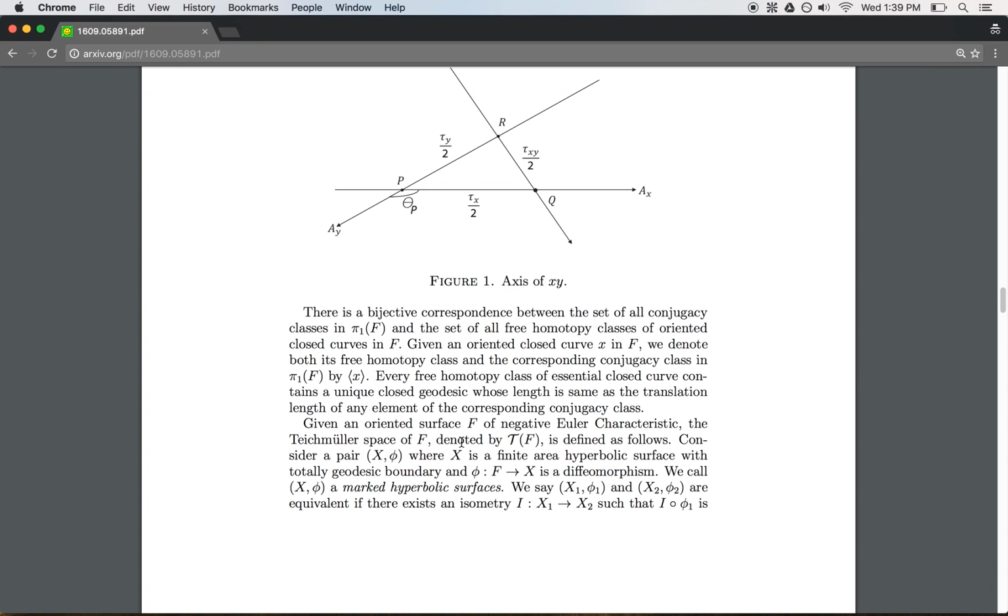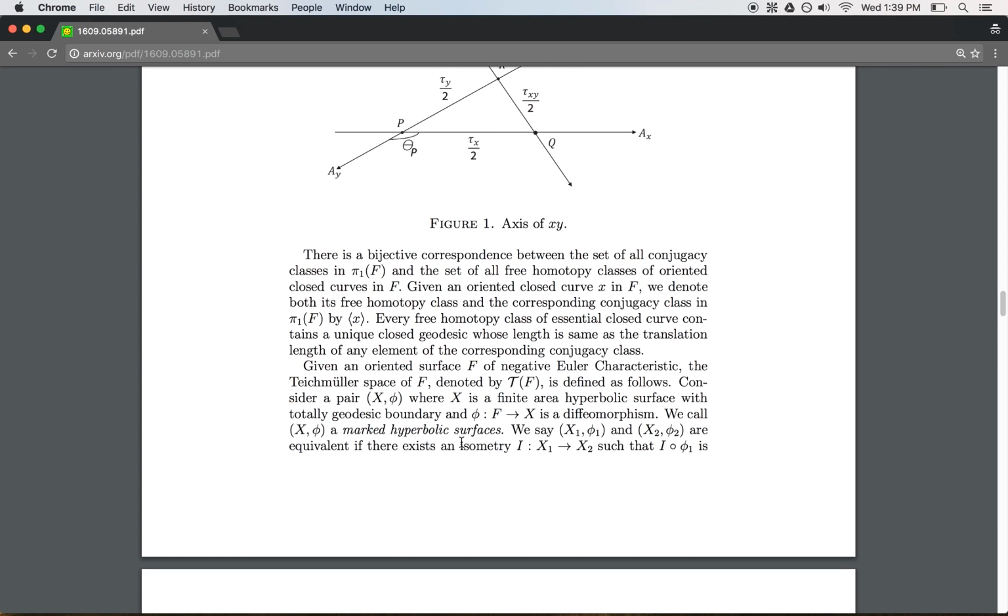In typesetting, it looks like how it should. Consider a pair (X, φ), where X is a finite area hyperbolic surface with totally geodesic boundary, and φ is a diffeomorphism mapping F onto X. We call (X, φ) a marked hyperbolic surface.